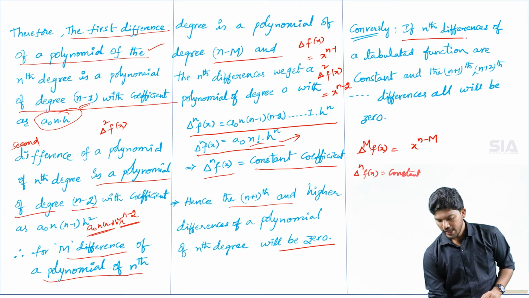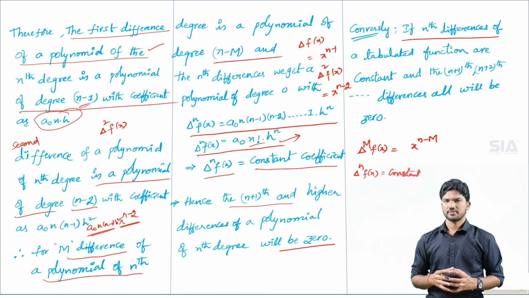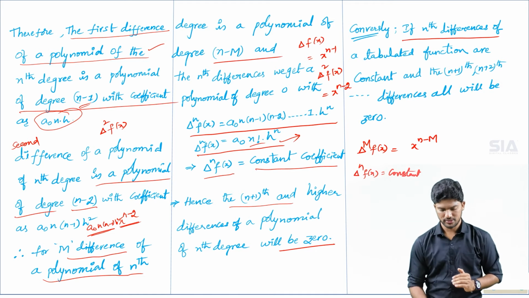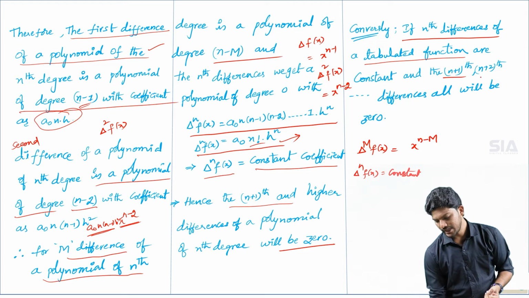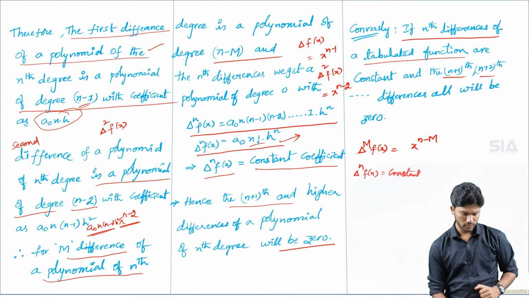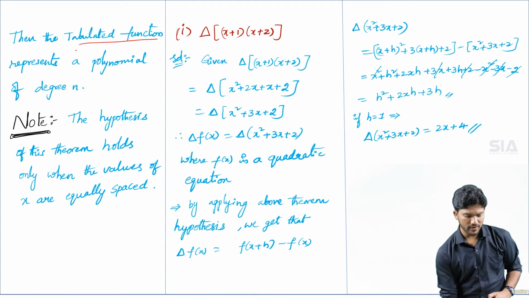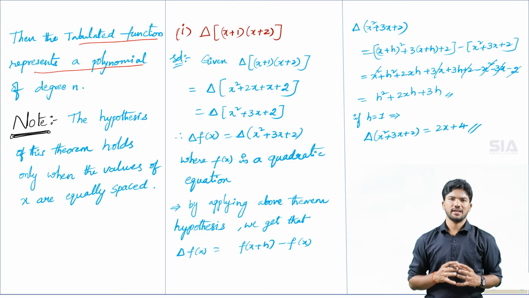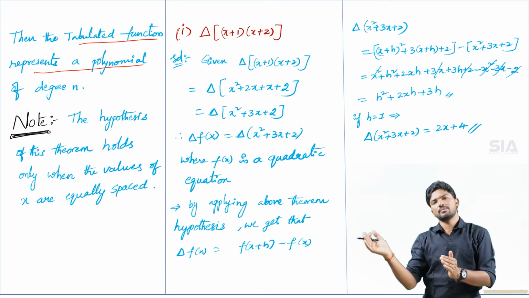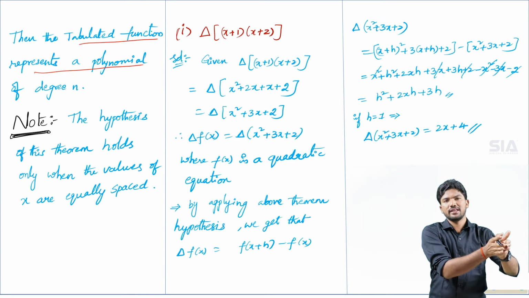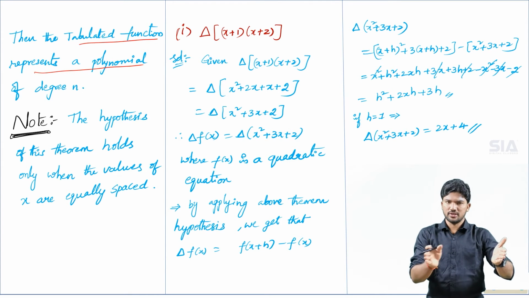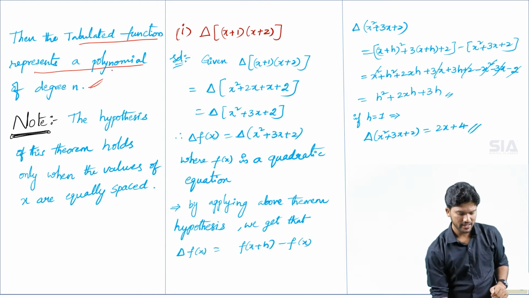Next, conversely, if nth differences of a tabulated function are constant, meaning in the problem it is given in table format, then the (n+1)th and (n+2)th differences will all be 0. You know very well that point. Then the tabulated function represents a polynomial of degree small n. Because if the n+1 and n+2 terms are all 0, the term before n+1 is the nth term, and we go only up to the nth term. The nth term is constant, and the n+1 term is 0, so we remove all those zeros and take only up to the nth term. Therefore we say the degree is n.